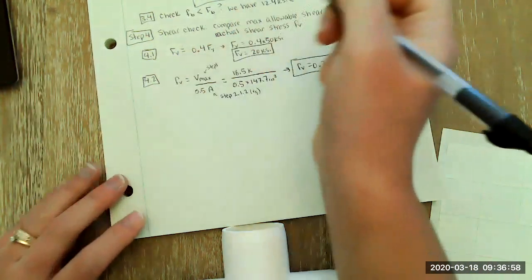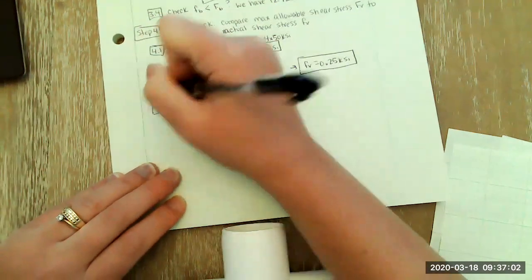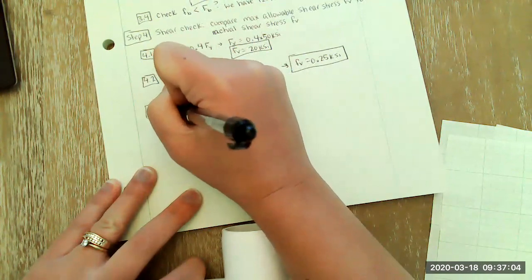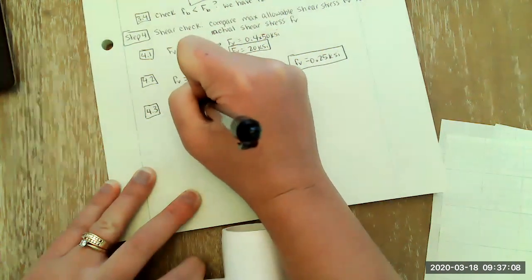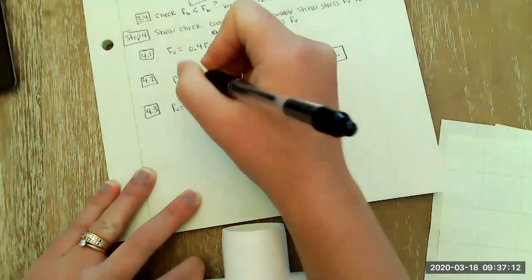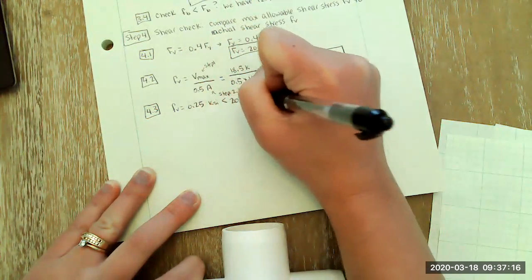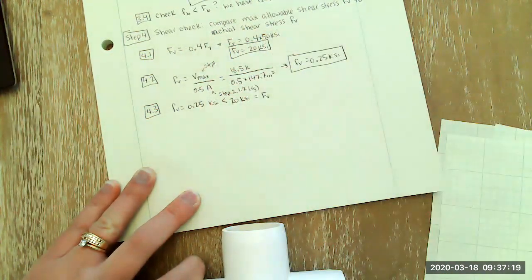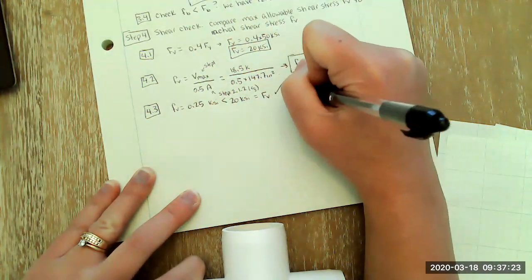All right, so that last thing is just to compare. So step 4.3, we check that lowercase f sub v is equal to 0.25 KSI, which is indeed less than 20 KSI, which is equal to our allowable shear stress. So we can continue.